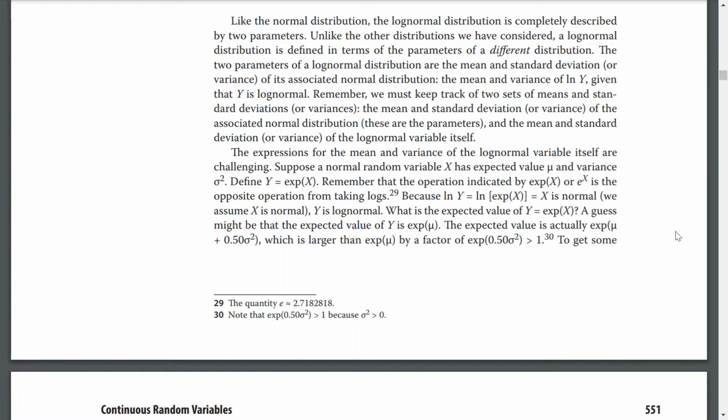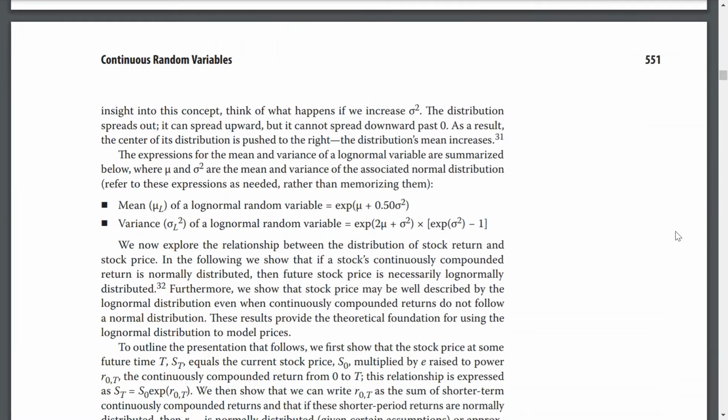To get some insight into this concept, think of what happens if we increase the variance. The distribution spreads out, right? If we increase the variance, the distance from the mu grows, and the distribution spreads out. It could spread upwards, but it cannot spread downwards past 0. As a result, the center of its distribution is pushed to the right. The distribution mean increases.